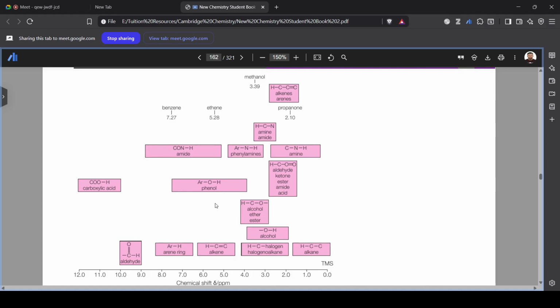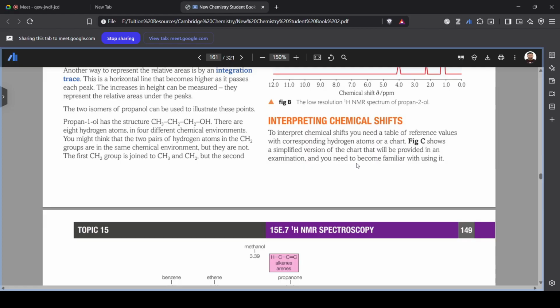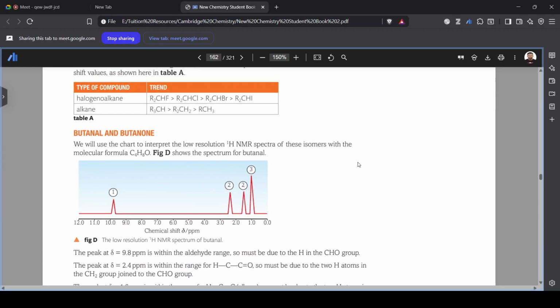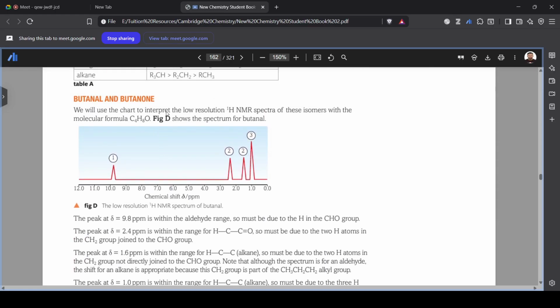If you identify all the hydrogen environments, you will notice that when you join those environments, you will produce a nice structure. Look, for example, this one. This is butanol and butanone. So we can use the chart to interpret the low resolution hydrogen NMR spectra of these isomers with the molecular formula C4H8O. We clearly know that for butanol and butanone the molecular formula is similar, isn't it? C4H8O.